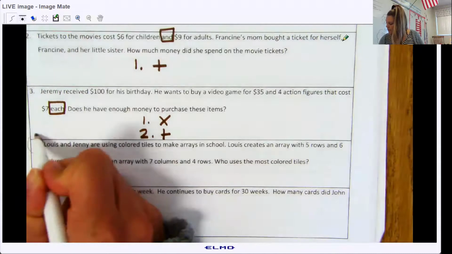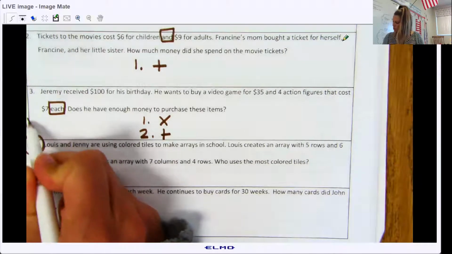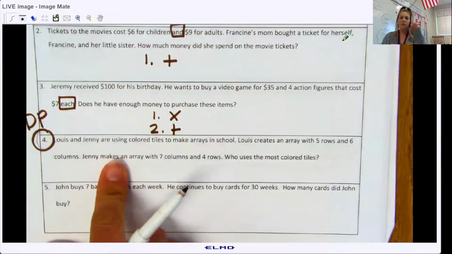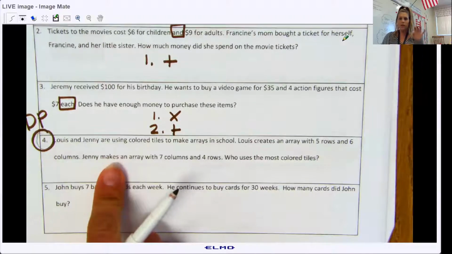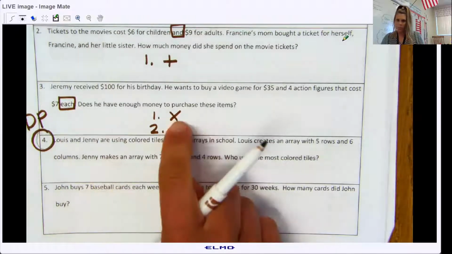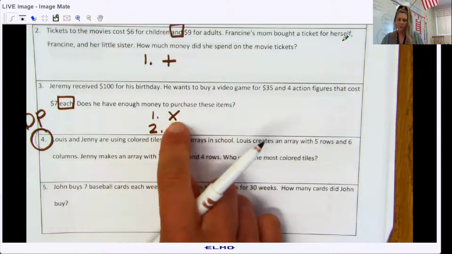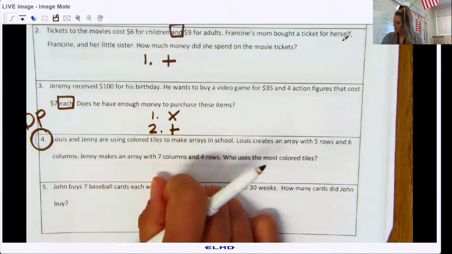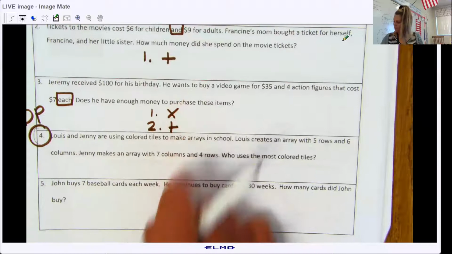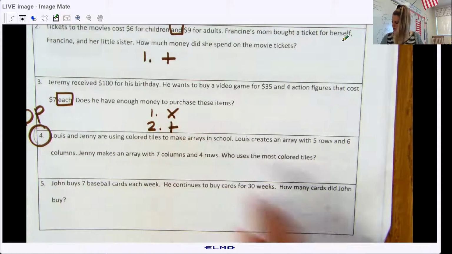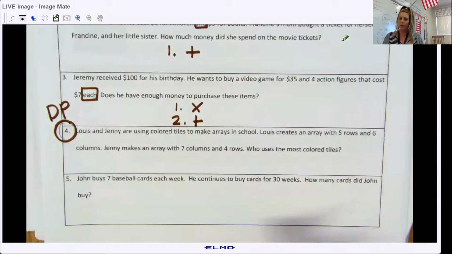All right, number 4 is a discussion post. So you will be posting 1 and whatever operation, if it's one step, 1, 2, and the operations if it's two-step, just like this. Okay, friends? All right, one more to practice together.